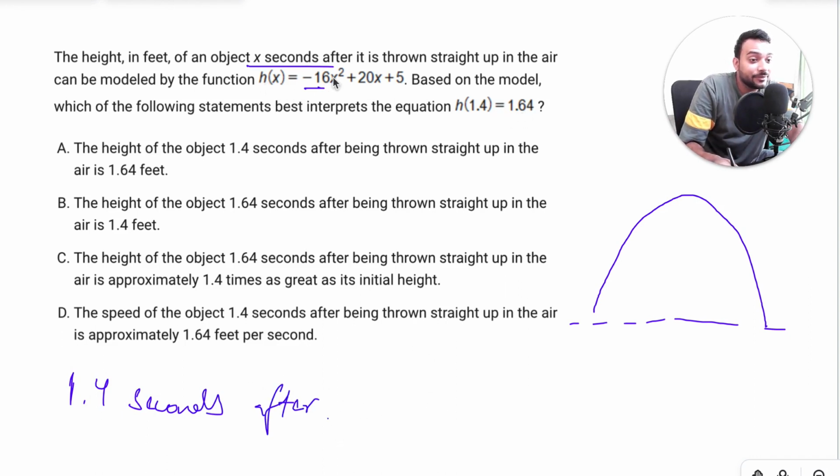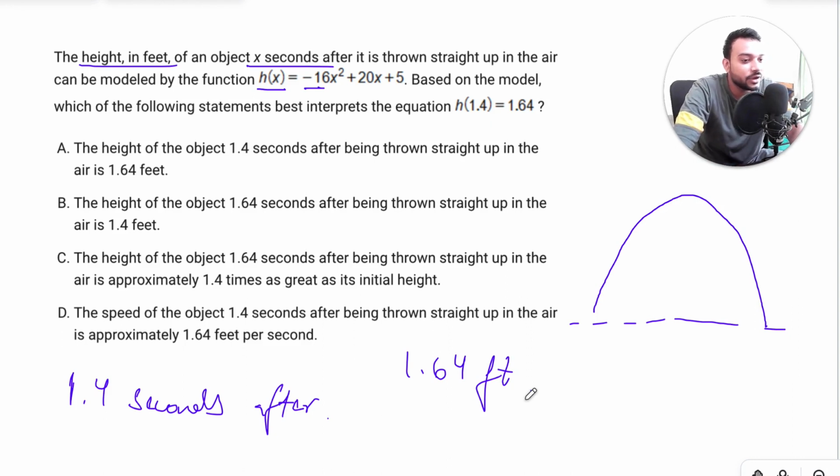The height, what is it modeling? The h of x is basically the height in feet. That means it's attaining a height of 1.64 feet after 1.4 seconds of throwing it straight up in the air. So the height of the object 1.4 seconds after being thrown straight up is 1.64 feet. Option A is the correct one.